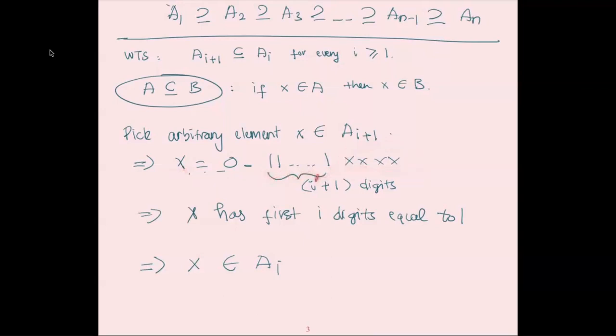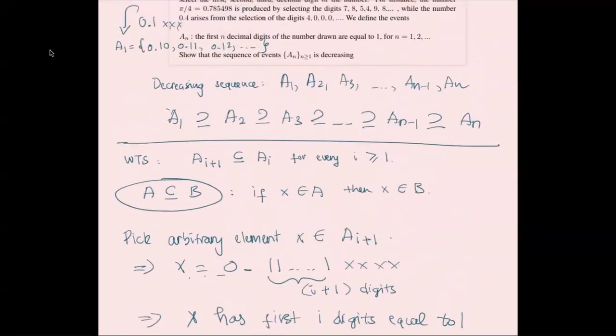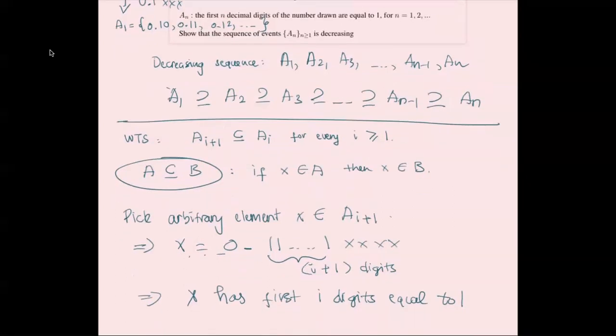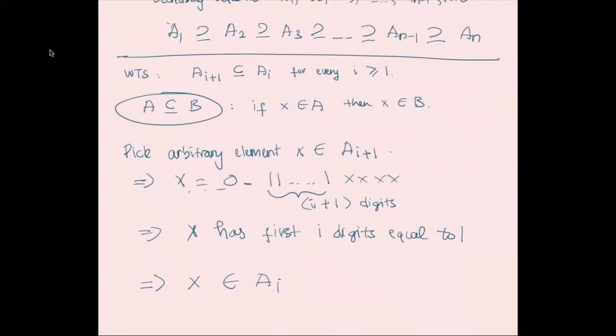It also means that the first i digits here, excluding this one, are also all 1, right? So x also has the first i digits equal to 1. And it just matches the definition of Ai. Ai consists of the numbers such that the first i decimal digits are equal to 1.